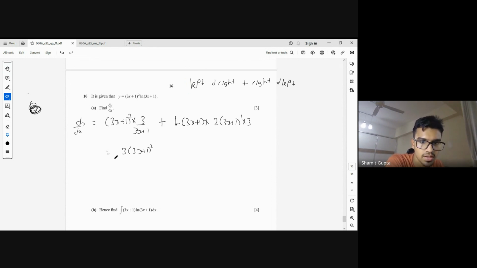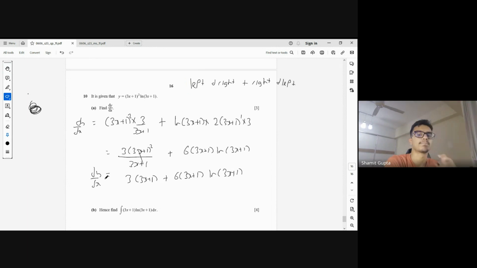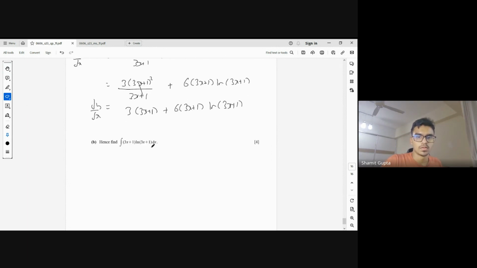So this becomes 3(3x + 1)^2 over (3x + 1) plus 6 times (3x + 1) ln(3x + 1). You can cancel one of the (3x + 1), so it becomes 3 times (3x + 1) plus 6 times (3x + 1) ln(3x + 1). This is dy/dx. Okay, simple. They want the integral of this. We just differentiated this, right?